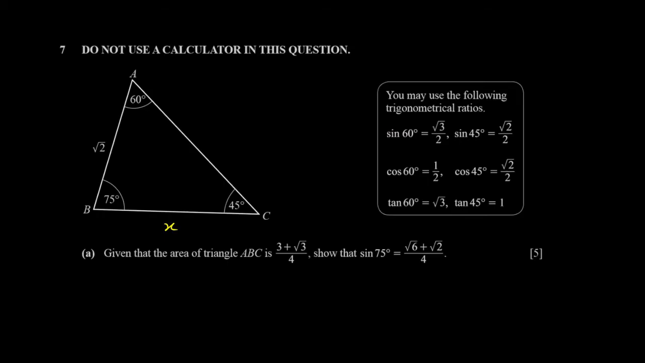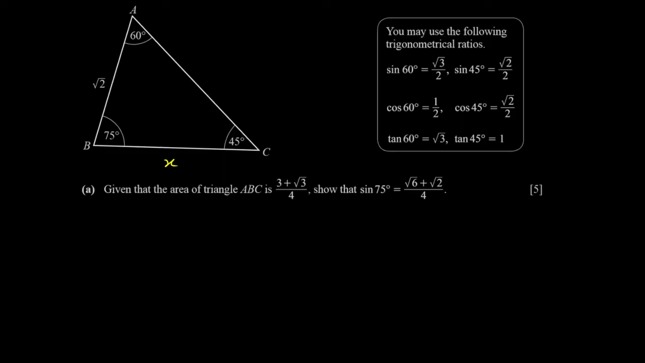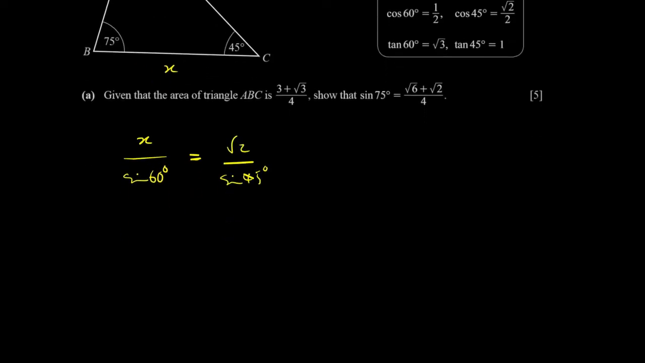The sine rule states that this length divided by sine 60 must be equal to that length, root 2, divided by sine 45. So that's what I'm going to do. I'm going to write x divided by sine 60 degrees is equal to root 2 divided by sine 45 degrees. Okay, and if I was to rearrange that, x is going to be equal to root 2 upon sine 45 times by sine 60 degrees.